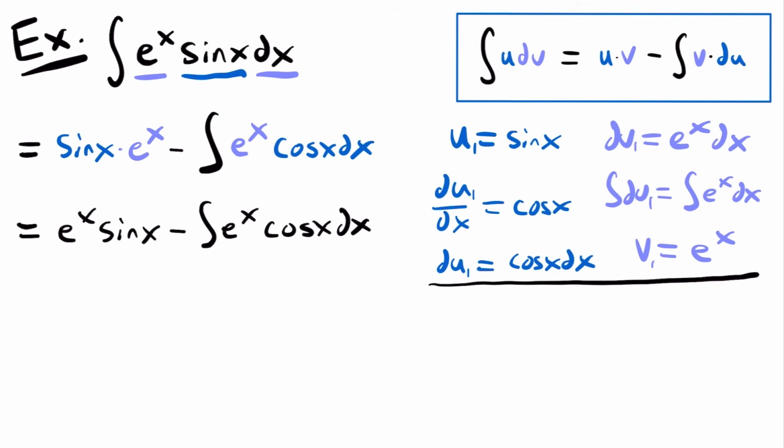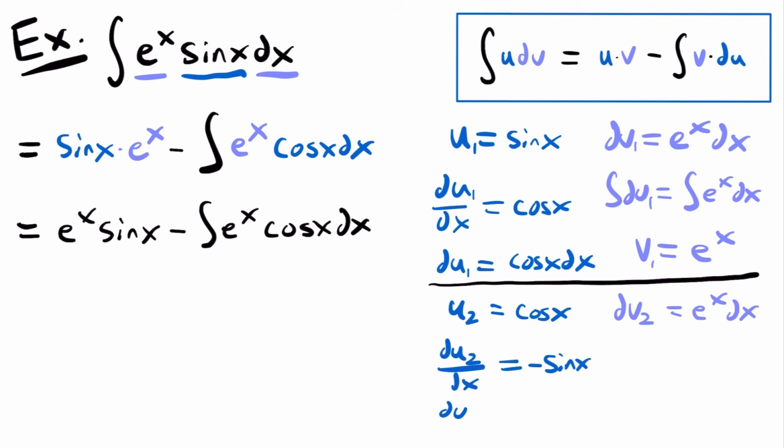All right, and so now let's work with our new u and our new dv. So we'll have u sub 2 is equal to cosine x, and we will have dv sub 2 is equal to e to the power of x dx. And so du sub 2 divided by dx will be equal to the derivative of cosine, which is negative sine x. And so that means that du sub 2 is equal to negative sine x times dx. All right, and then let's integrate dv. So we'll have the integral of dv sub 2 is equal to the integral of e to the power of x dx. And once again, the integral of e to the power of x is just itself, and so v sub 2 is equal to e to the power of x.